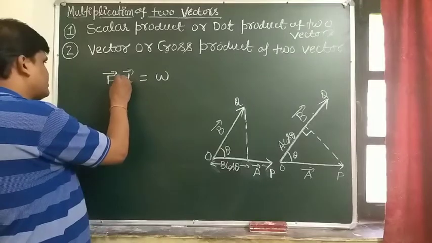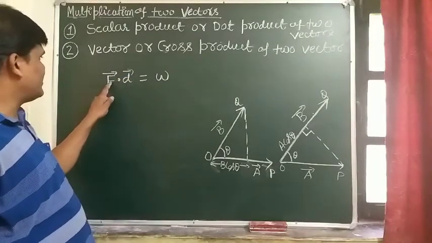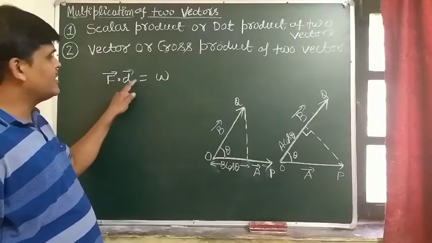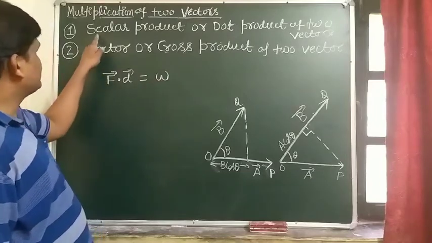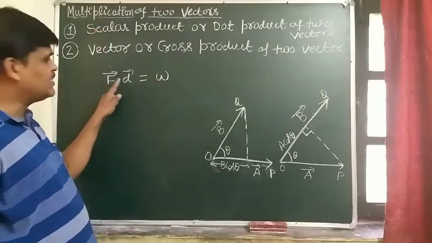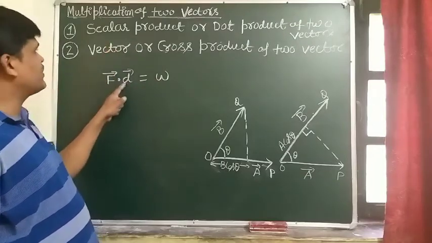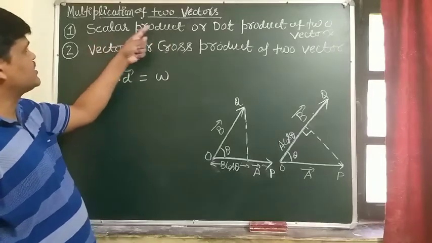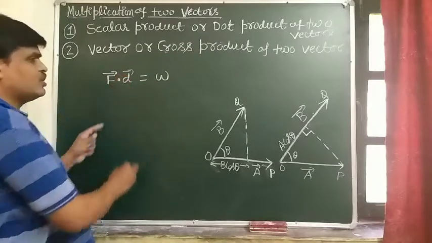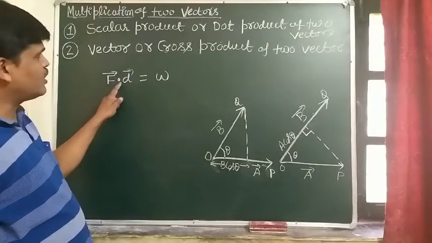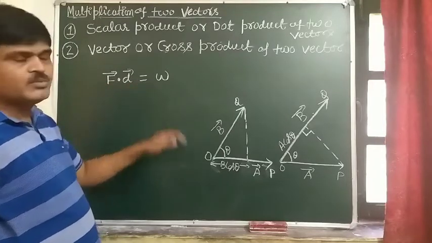And dot product can be shown by a point. So vector F dot vector D gives us work done. So students, if the multiplication of two vectors comes out to be a scalar, then such multiplication is known as scalar product or dot product of two vectors, and we use the notation dot. It can be written as vector F dot vector D, which is work done.